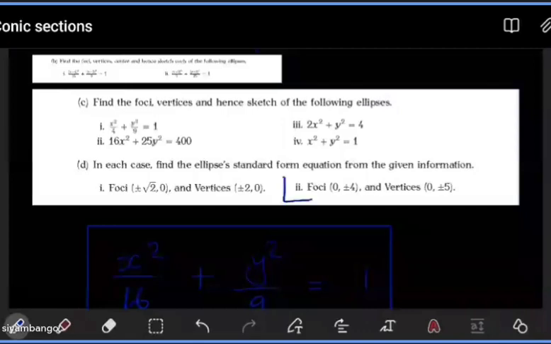So you guys can try out this one. Okay, so you guys can try out this one there.